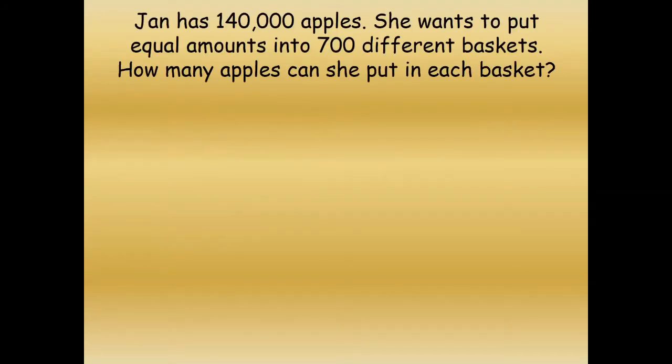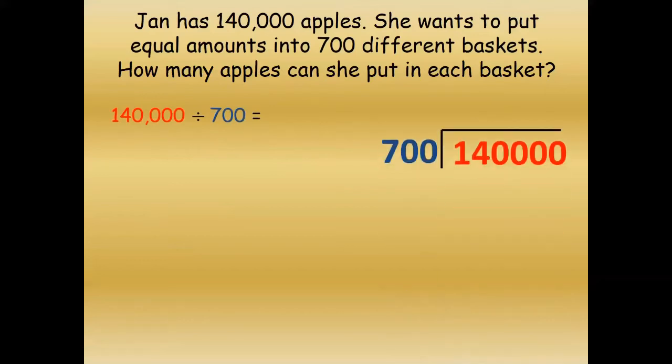So Jan has 140,000 apples. She wants to put equal amounts into 700 different baskets. How many apples can she put in each basket? So we know that we have to divide these two numbers. So 140,000 divided by 700. So here's our long division on the side there to help us through this.